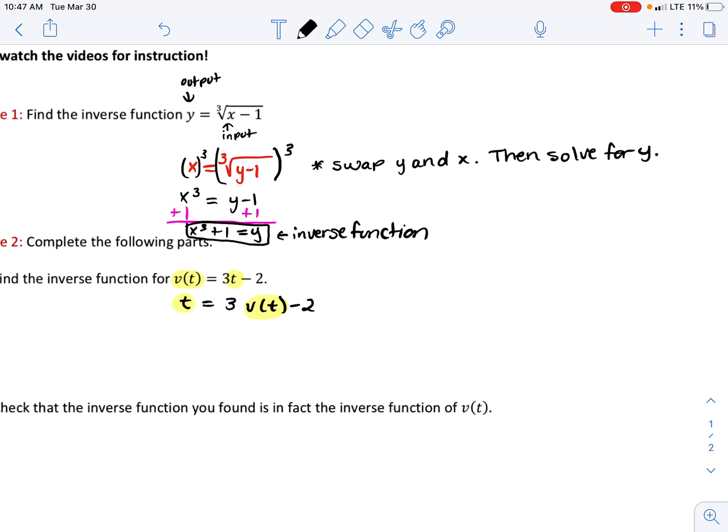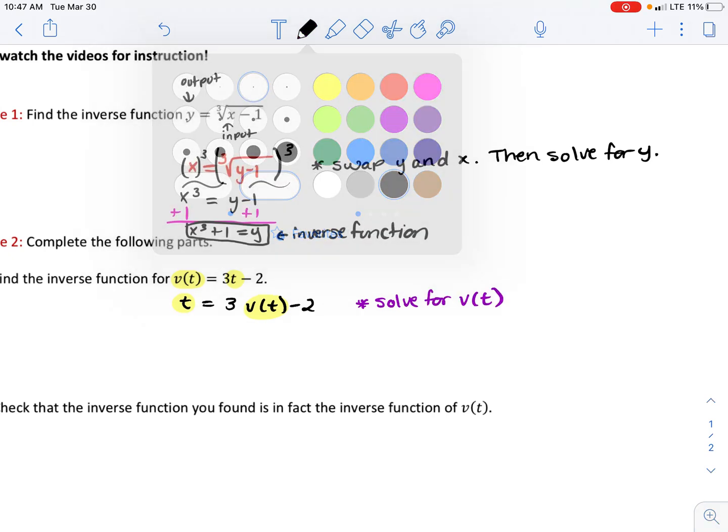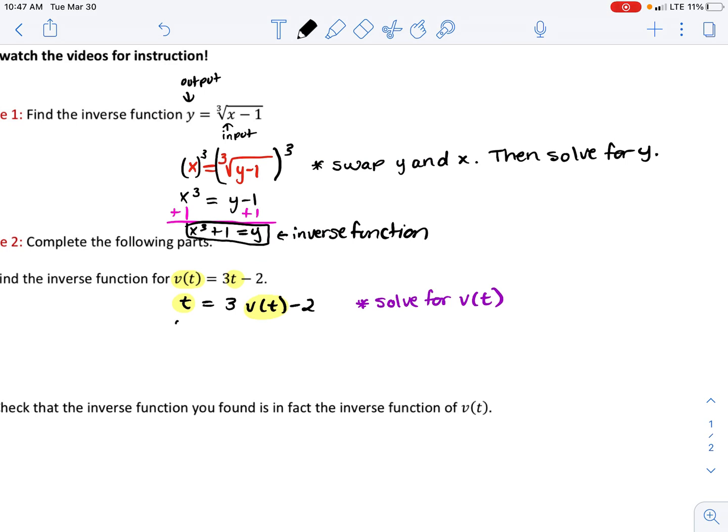Okay, and now what I want to do is solve for v of t. So now I'm going to add 2 to both sides, and then divide by 3. So then what I get here is that (t plus 2) divided by 3 is equal to v inverse of t.